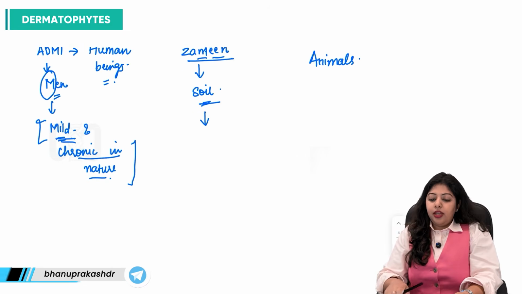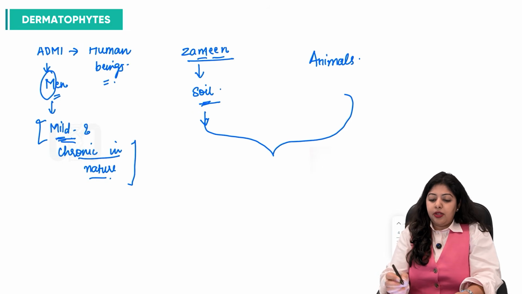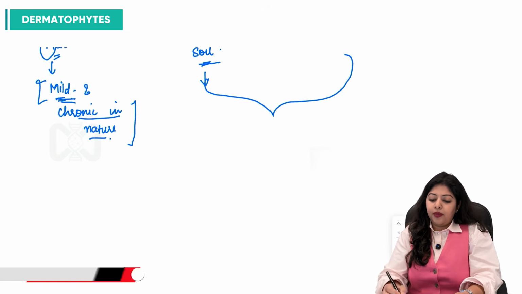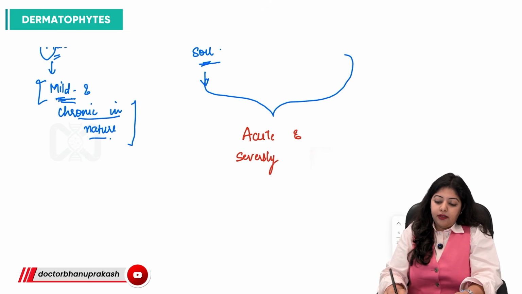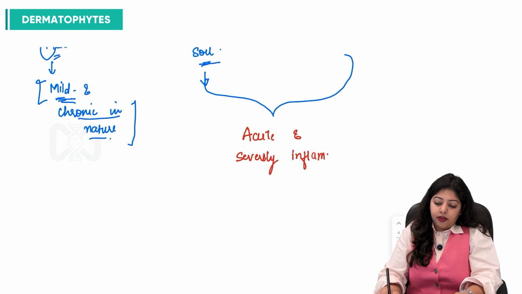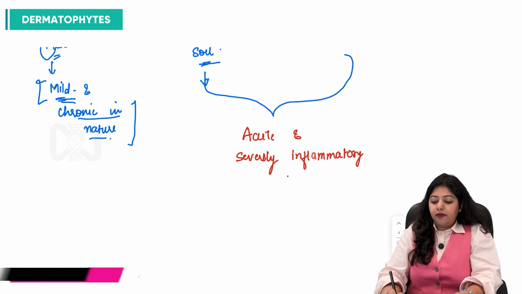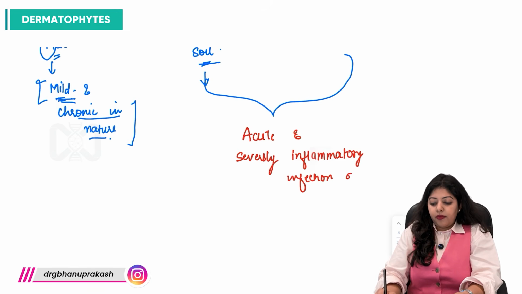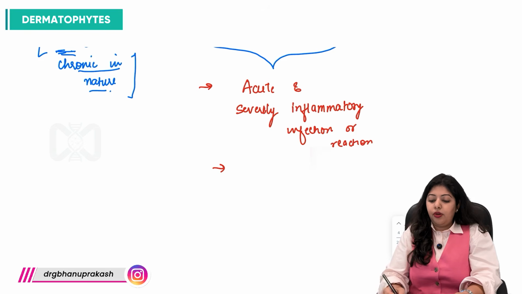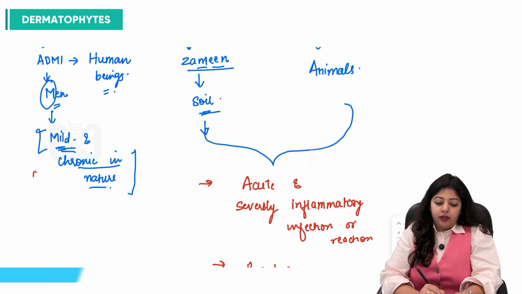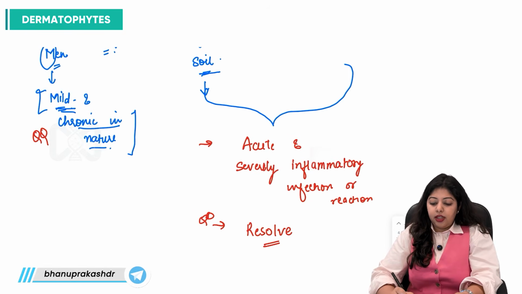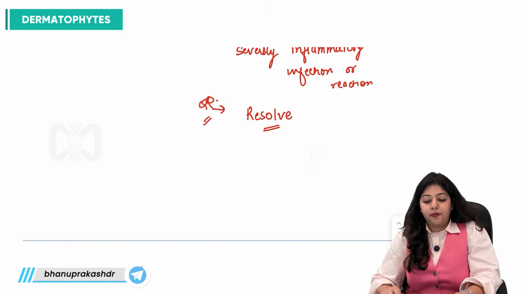So these geophilic and zoophilic species will be responsible for acute, severely inflammatory infections or reactions, and they will come early, they will also resolve early. So you must remember the kind of infections that these are associated with and what their common habitats are, right?